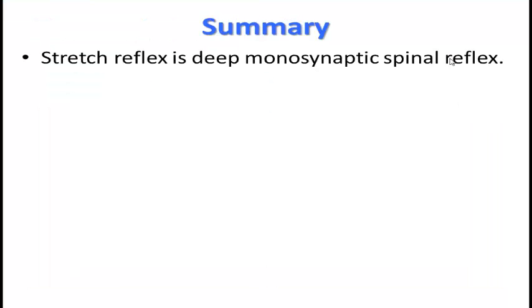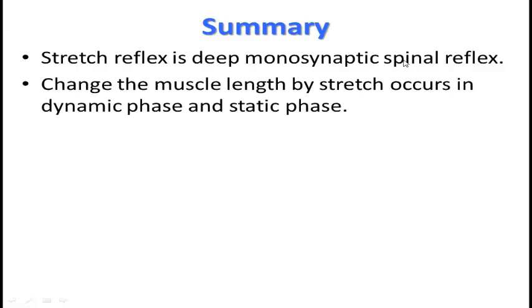To summarize, stretch reflex is a deep monosynaptic spinal reflex. It is deep in the sense that its receptors, which are muscle spindles, are present deeply within the muscle. They are not present in a superficial area like the skin. Monosynaptic means it has a single synapse between afferent and efferent fibers. And spinal because its center is present in the spinal cord. Change in muscle length by stretch occurs in a dynamic phase and a static phase.